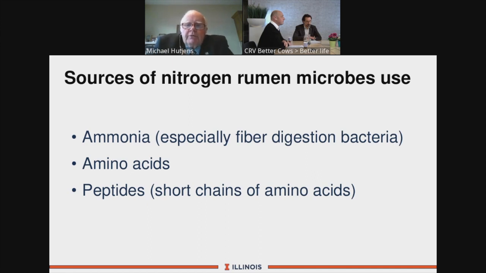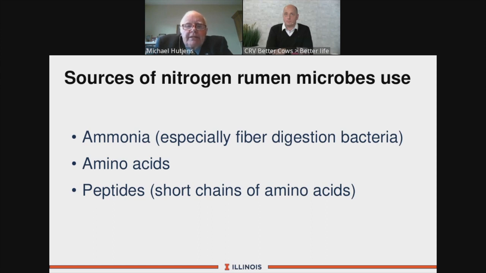Now, what about the rumen microbes? What do those guys and gals really want in the rumen? And basically, they'll be looking at three sources of nitrogen. They want ammonia. And of course, that can come from grass silage. That can come from other feedstuffs. It can come from urea, for example. And of course, that can improve fiber digestibility.